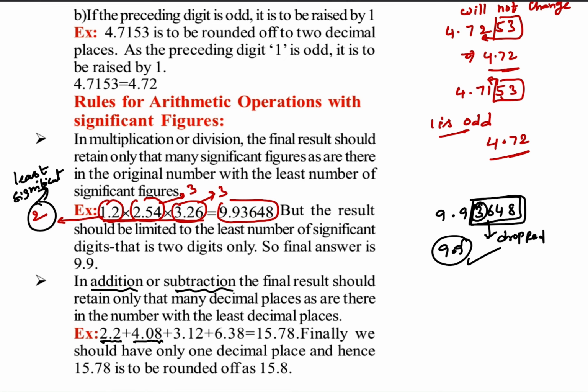But in case of addition and subtraction, you have to see properly here: 2.2 is 1 decimal place, 4.08 is 2 decimal places, 3.12 is 2 decimal places, 6.38 is 2 decimal places. Finally if I add all the things, I am getting 15.78. Now 15.78 has 2 decimal places.